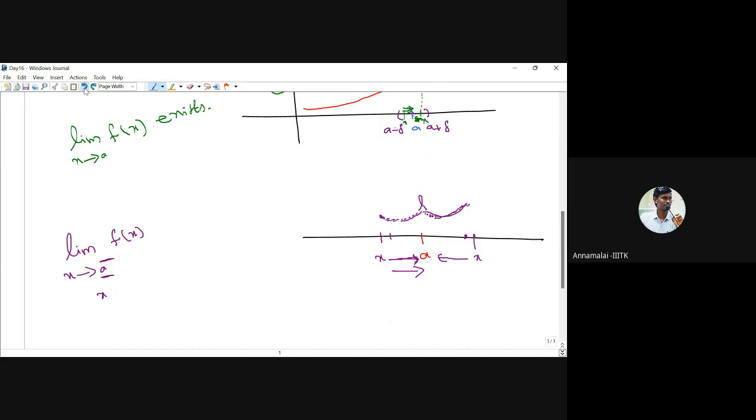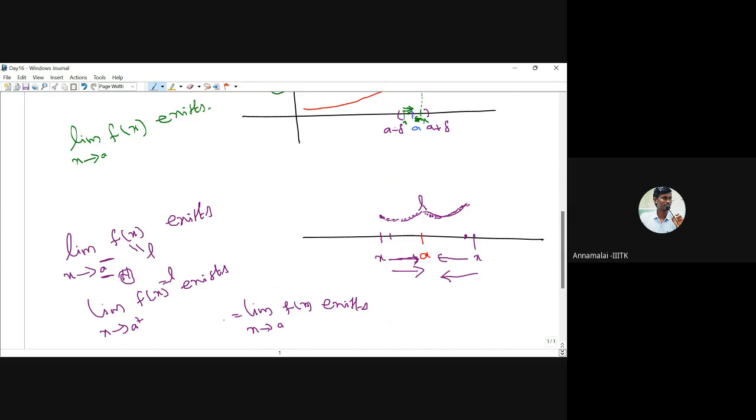Now this limit exists, and the right hand limit x tends to A plus, that is, x approaches from this direction, again the limit exists. Suppose both the limits are equal, then we say this limit exists. If both exist and both are equal, then the limit exists. And what is the value of this limit? Suppose this is L and this is L, then this is also L.